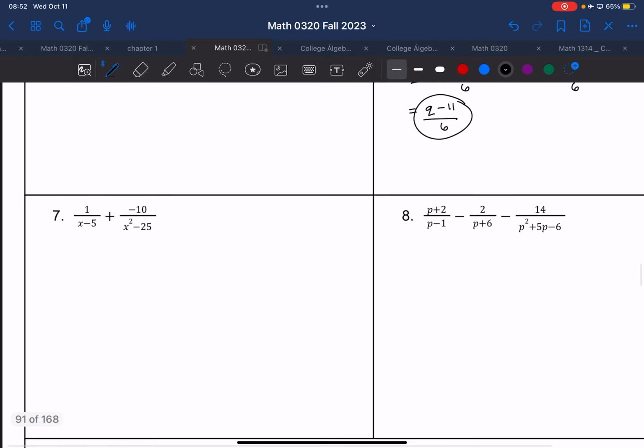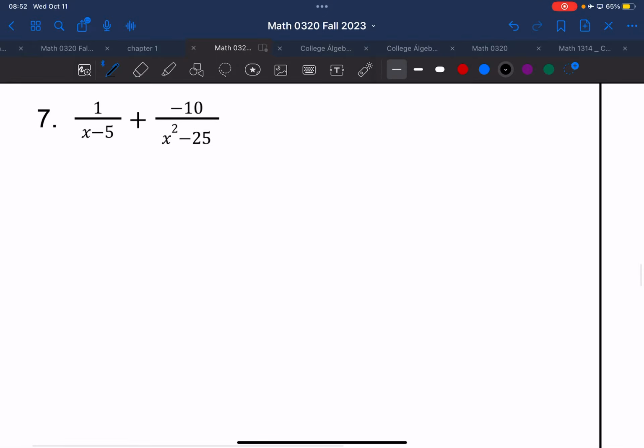Let's look at number 7. So in number 7, we have two denominators. One is that x minus 5, and the other is x squared minus 25. Right away, your eyes should go to which denominator, the first or the second? The second. Because what does that second one tell you? Perfect square. And how do we factor a perfect square? Take the square root of both terms.